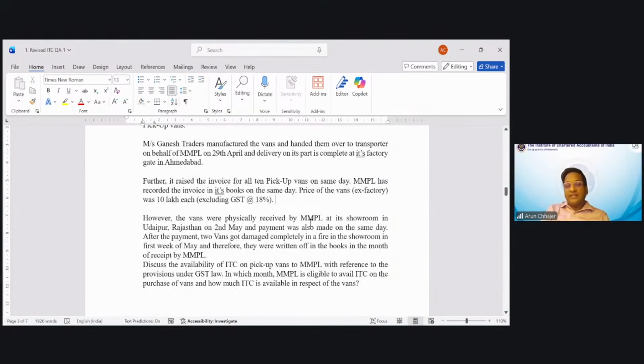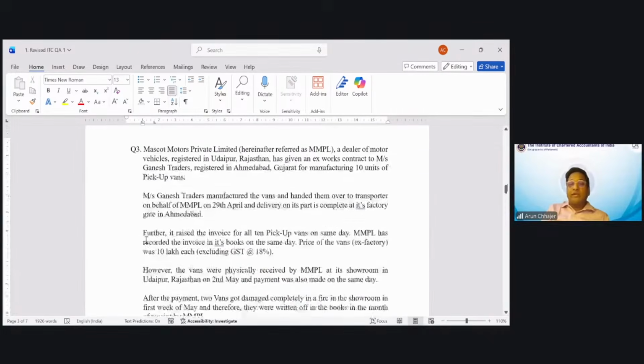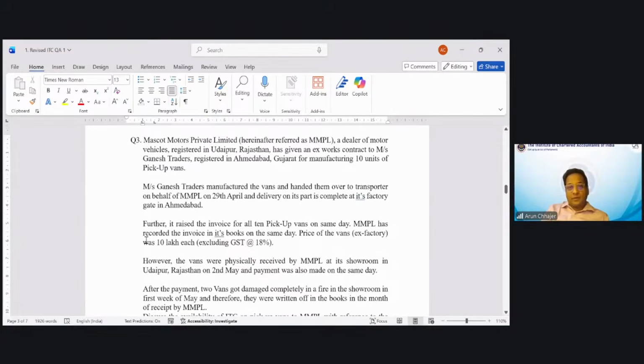Price of the van was 10 lakh each excluding GST. However, the vans were physically received by MMPL at its warehouse on 2nd May. Payment is also made on the same day after the payment. So now, first you tell me, will you give the ITC in April or will you give the ITC in May?